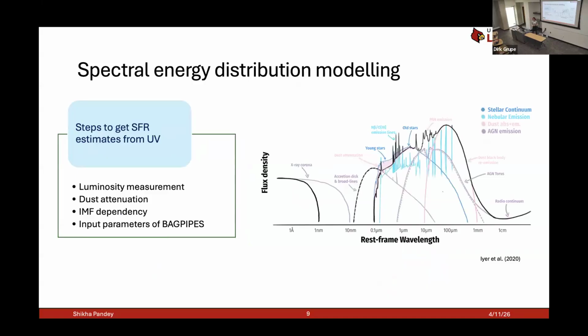Okay, what about the UV data? To get star formation rates from UV, we use spectral energy distribution modeling, which is great because Kyle from our research group is working on it.